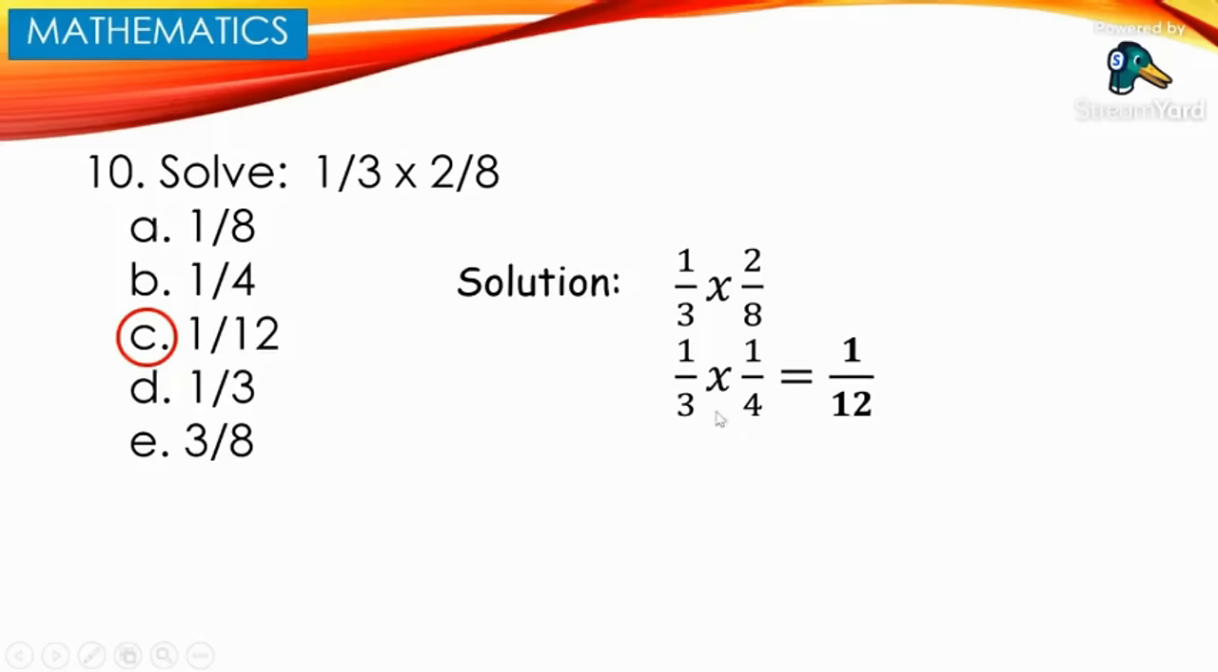If your answer is 2 over 24, that is also correct. But that is not yet in the lowest term. So baka magtaka kayo sa sunod, bakit yung sagot ninyo wala sa choices? So your answer should be in lowest term, that is 1 over 12. Okay, Sir Nelson showed the solution yung 2 over 24.